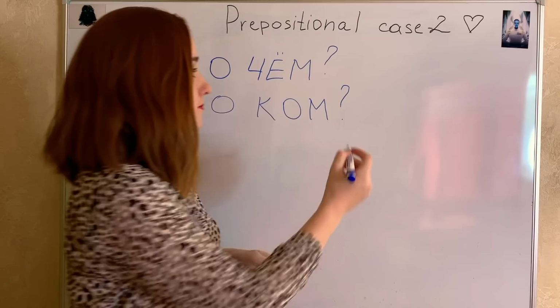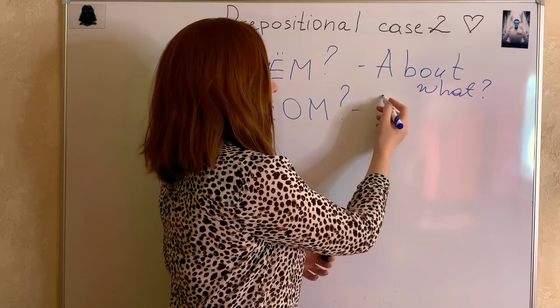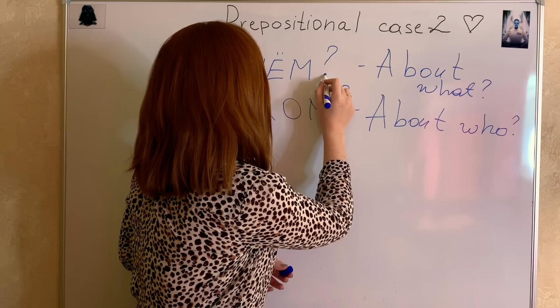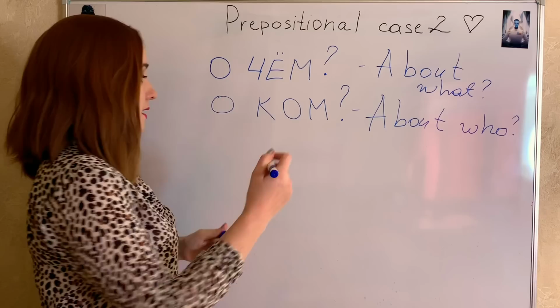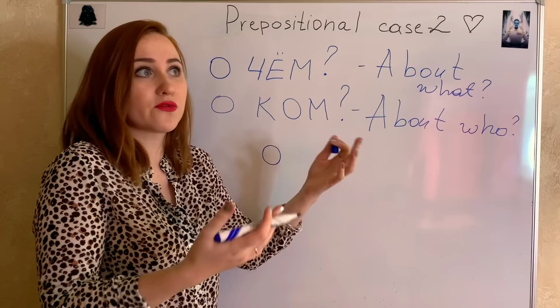So, о чём? About what? Or actually, I think you usually say, what about? What is it all about? And here, it's who. Remember that we have inanimate objects and we have people and animals, animated objects. So, о чём, о ком? I guess you already understand that о means about, or in English it's also of, to think of something, to remember of you maybe.